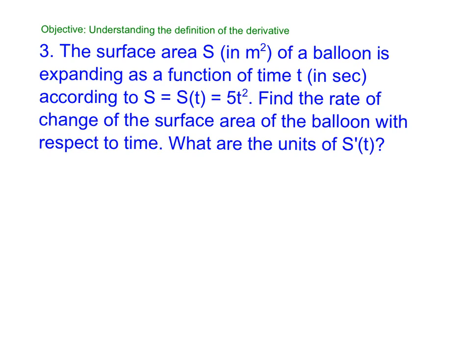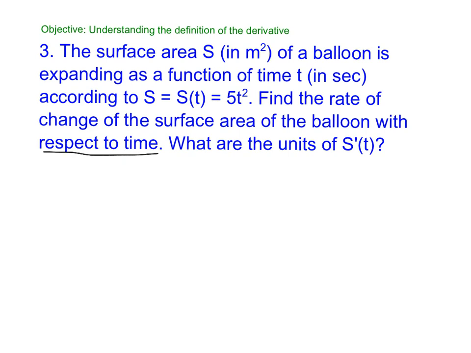All right. The surface area of a balloon is expanding as a function of time according to S of t, surface area, is 5t squared. Find the rate of change of the surface area of the balloon with respect to time. What are the units? So again, this is literally just another way, rate of change of the surface area of the balloon with respect to time.